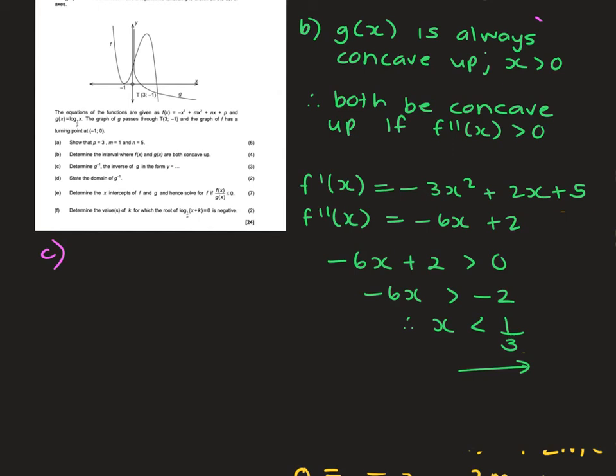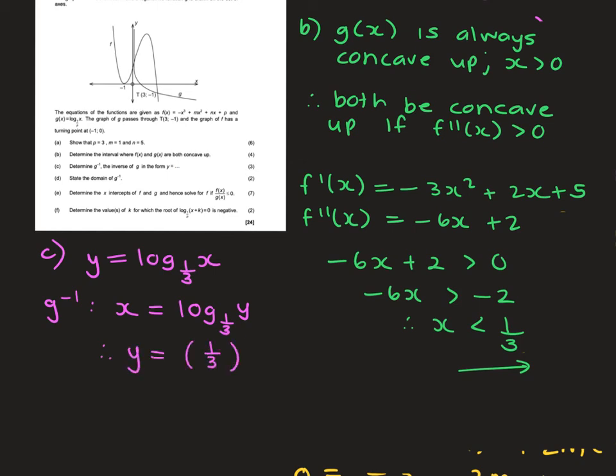Write down the inverse of g in the form y equals. Okay, so we have at the moment y is equal to log third x, right? That's what our function is at the moment. So we know to get to the inverse, what do we do? We switch x and y around. So x is equal to log third y, and now we can jump into our exponential form. y is equal to a third to the power x. Okay, so that would be the equation of your inverse.